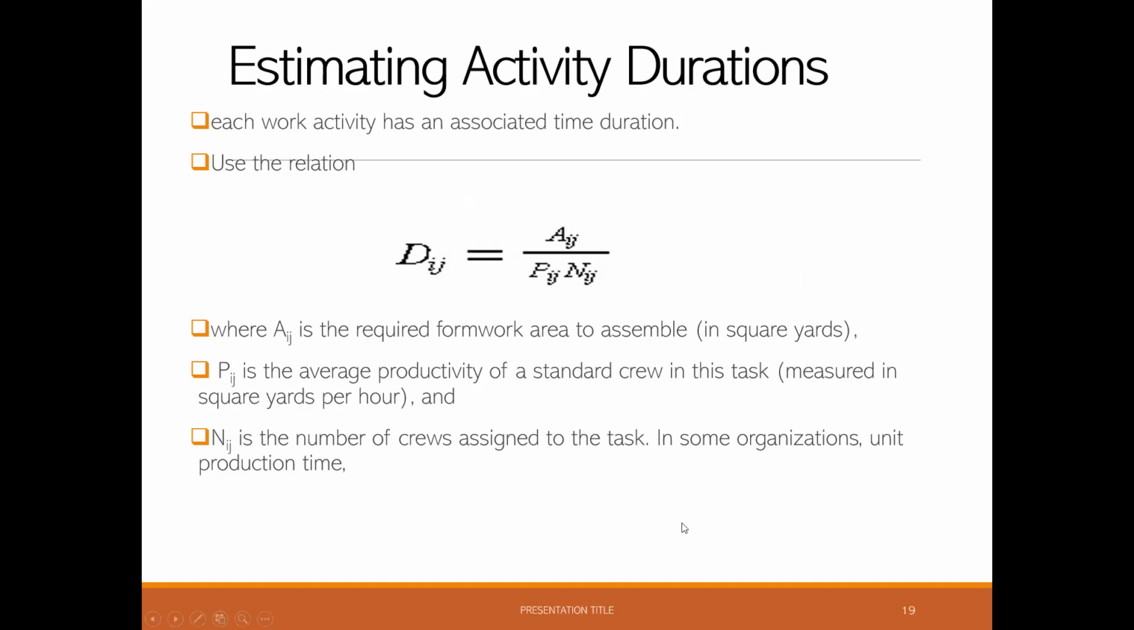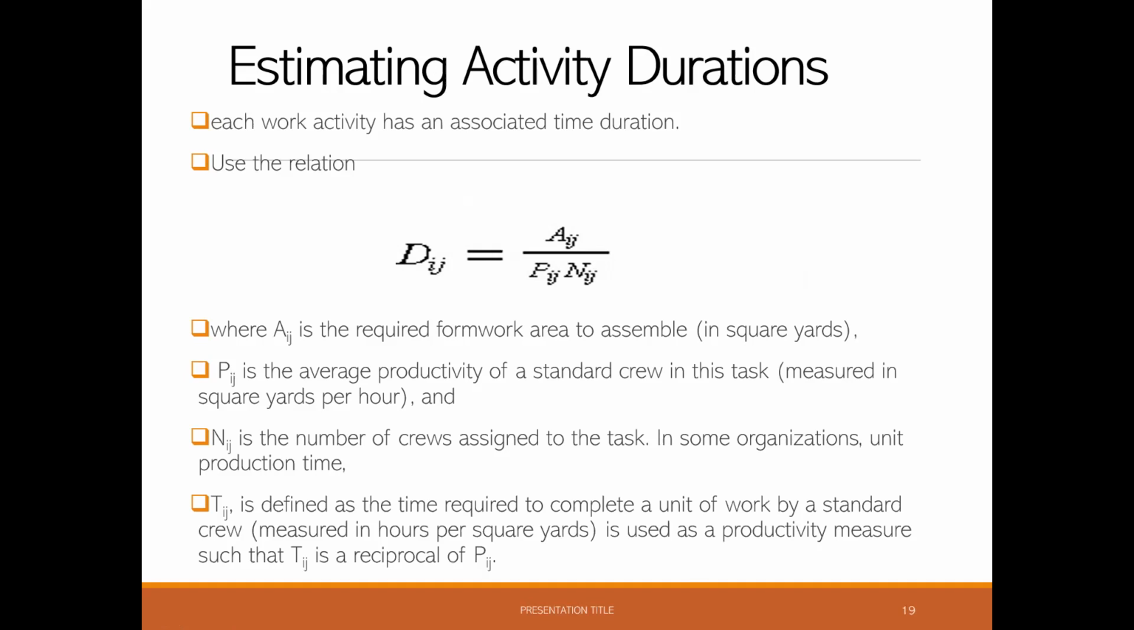In some organizations, unit production time, Tij, is defined as the time required to complete a unit of work by a standard crew, and it is used as a productivity measure. It is the reciprocal of the productivity.